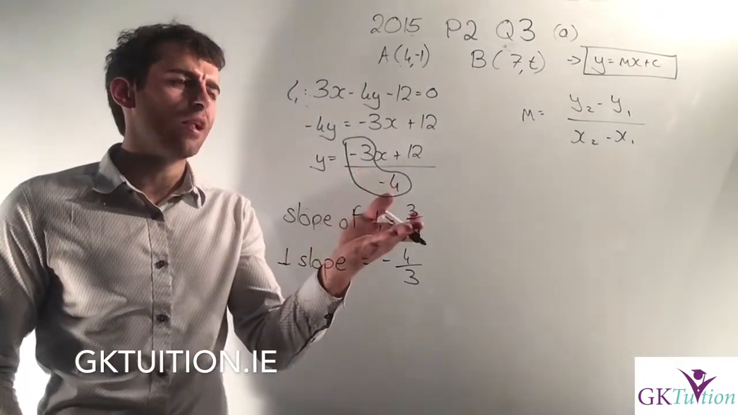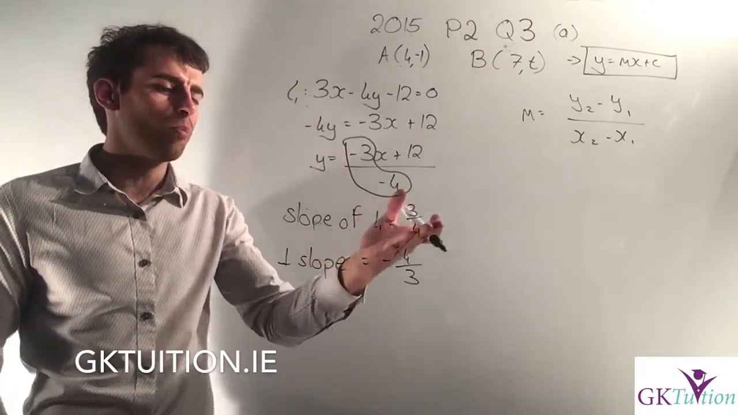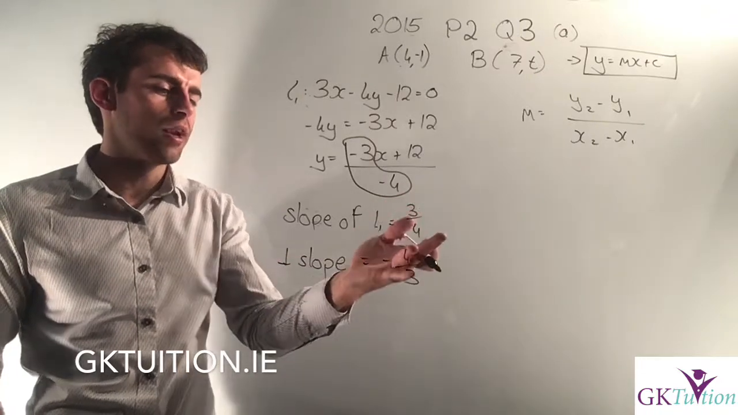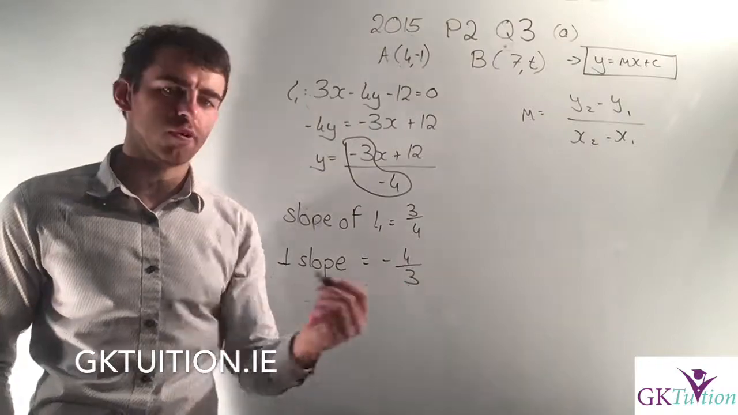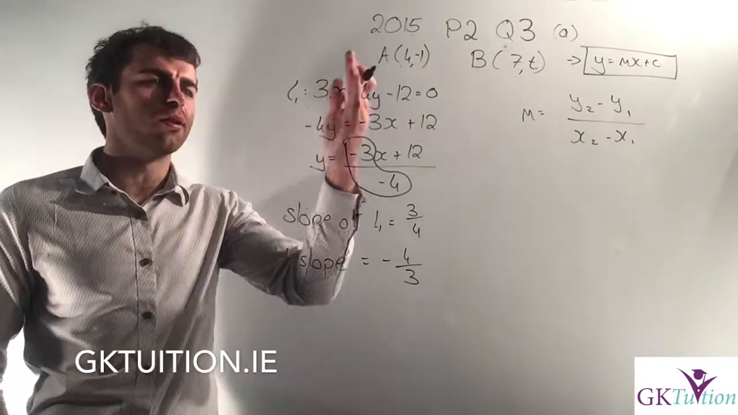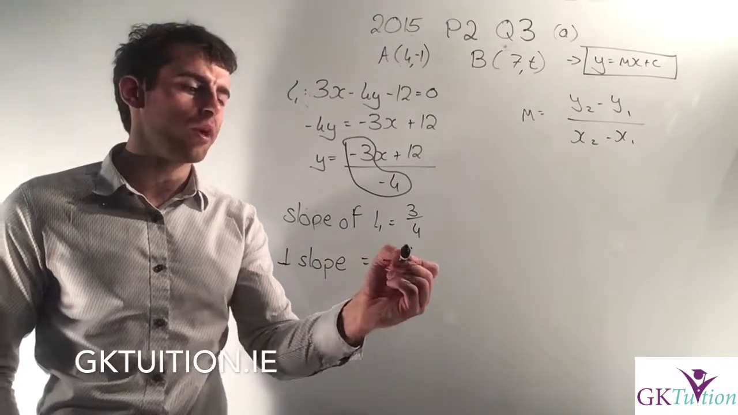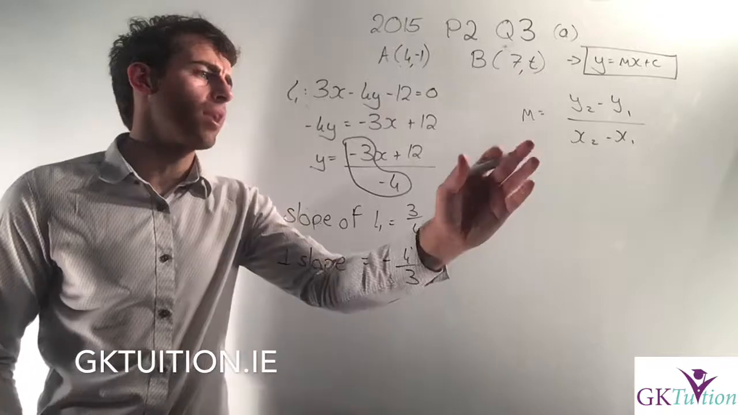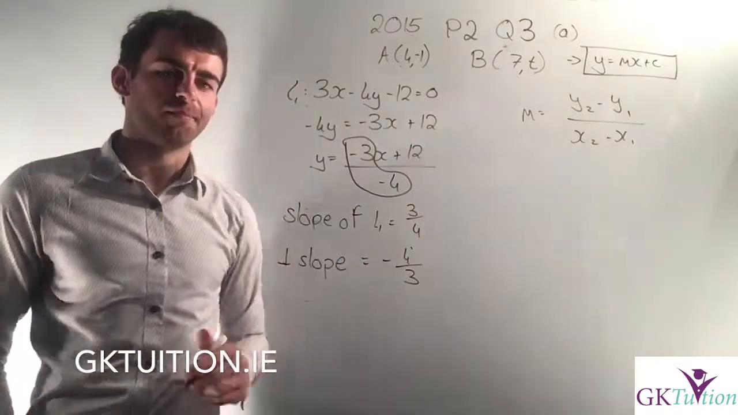Once I know the slope of L1, I can get the perpendicular slope. For the perpendicular slope, I take the reciprocal of the fraction, so I flip it, and it becomes 4 over 3, and I change the sign. So it becomes -4 over 3. I was told that AB is perpendicular to L1, so I know that the slope of AB is -4 over 3. If I know the slope of AB and I sub into the slope formula, the only thing that I won't know is my t.